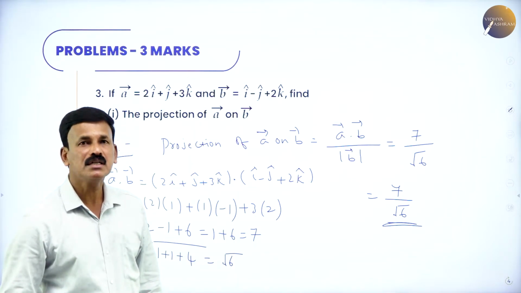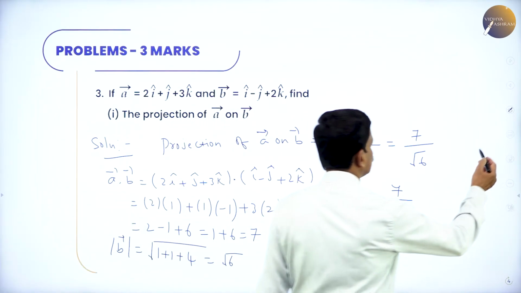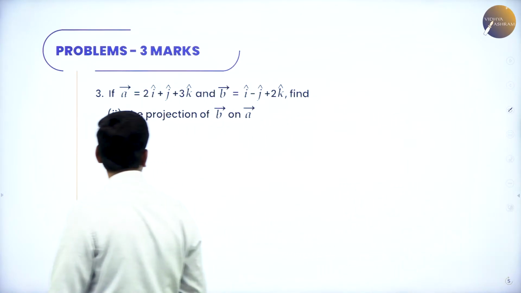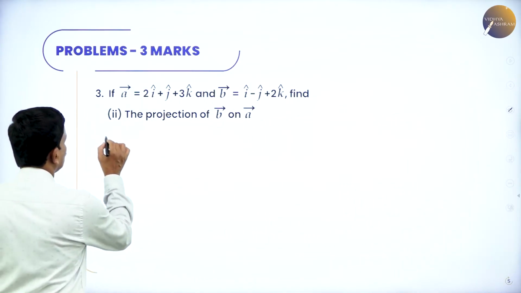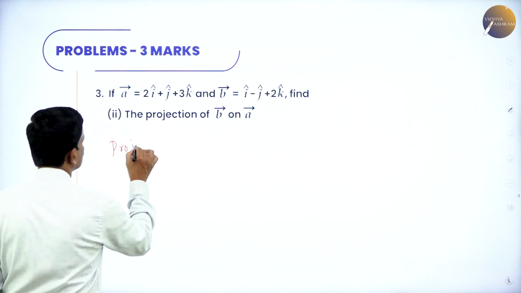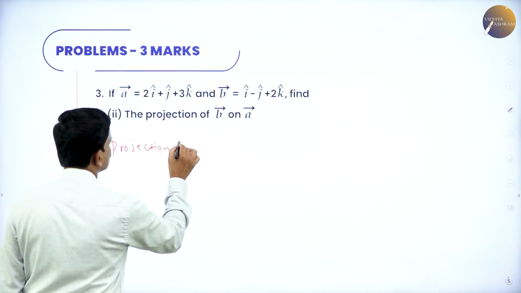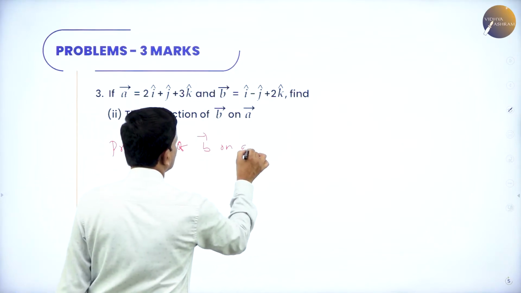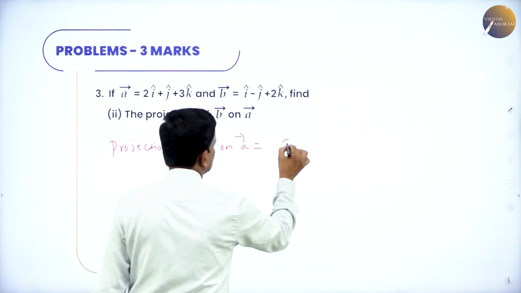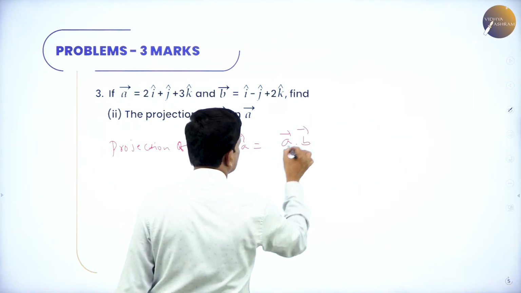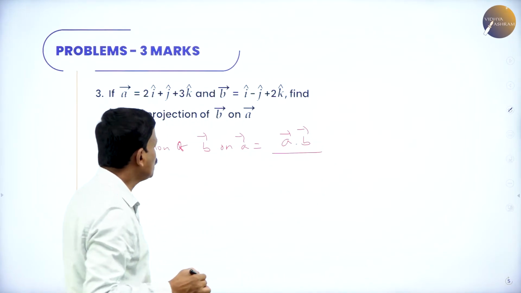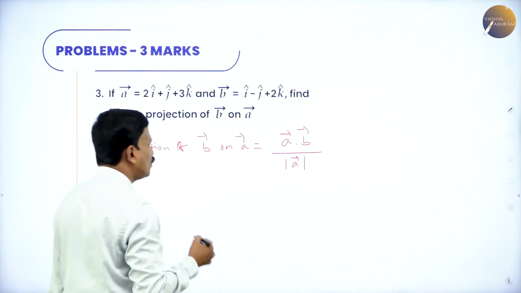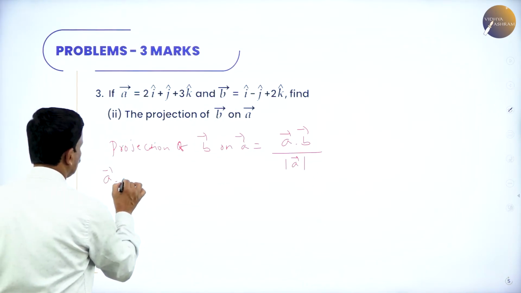Now similarly, come to the next problem. The second problem, same: the projection of B on A. The projection of vector B on vector A is equal to A dot B, which is the same because A dot B and B dot A are the same, divided by the length of vector A. Okay, now find out A dot B. What is A dot B?